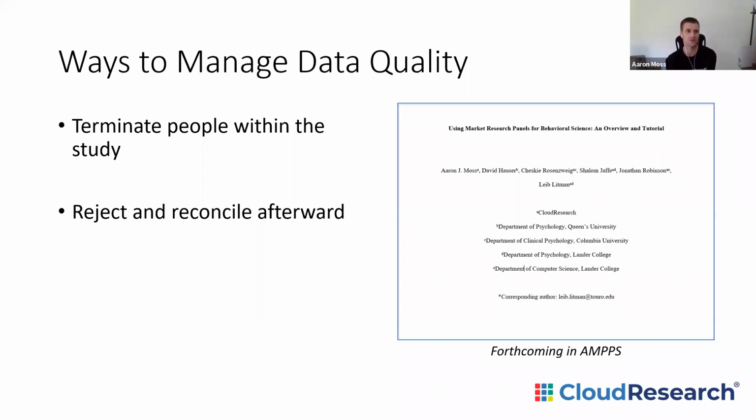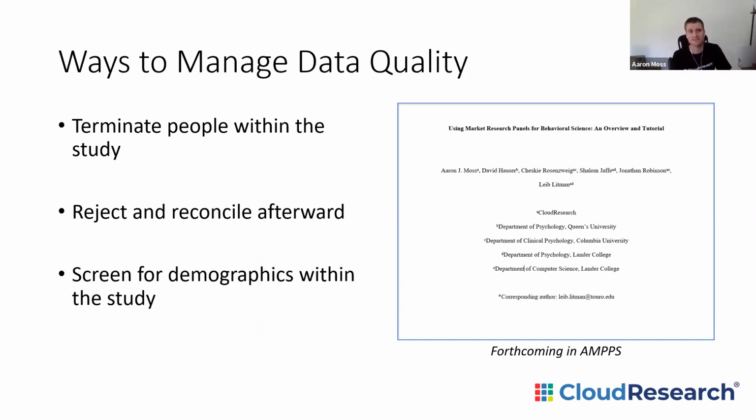Another thing that you can do when you're using Prime Panels is reject and then reconcile up to 30% of your participants after the project is closed. So let's say that your project closes and you're screening the data and you find some low quality responses, some things that you can't use. You can then choose to reject those participants and have them replaced as long as it happens within about 10 days of the project closing.